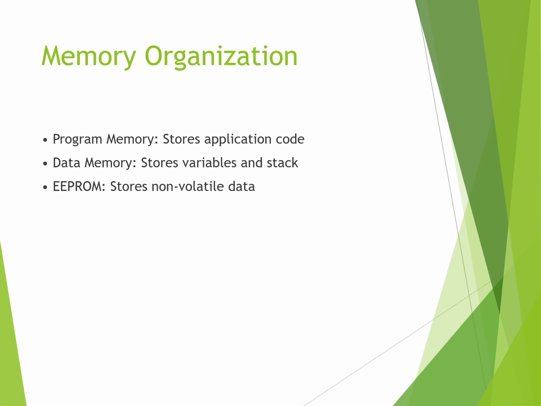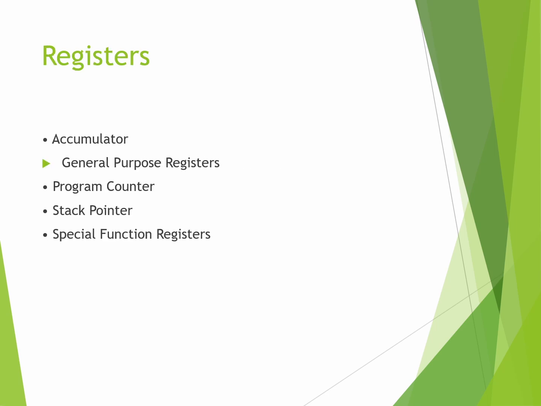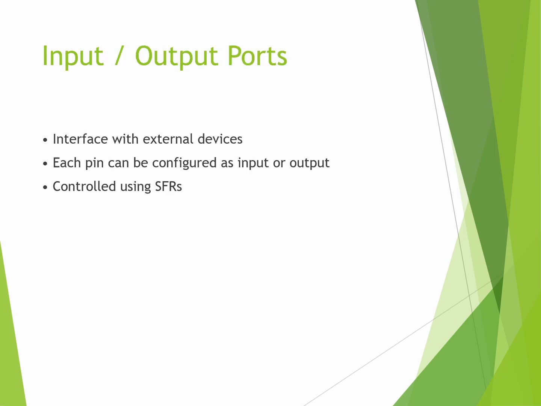Memory organization. Basically, we have two memories, program memory and data memory. Program memory is used to store application code. Then the data memory is used to store variables and stack data. EEPROM is used to store non-volatile data. Registers. Mainly we have an accumulator. The accumulator is the main register we use in the 8051 architecture. Then the general purpose registers, program counter, stack pointer, and special function registers.